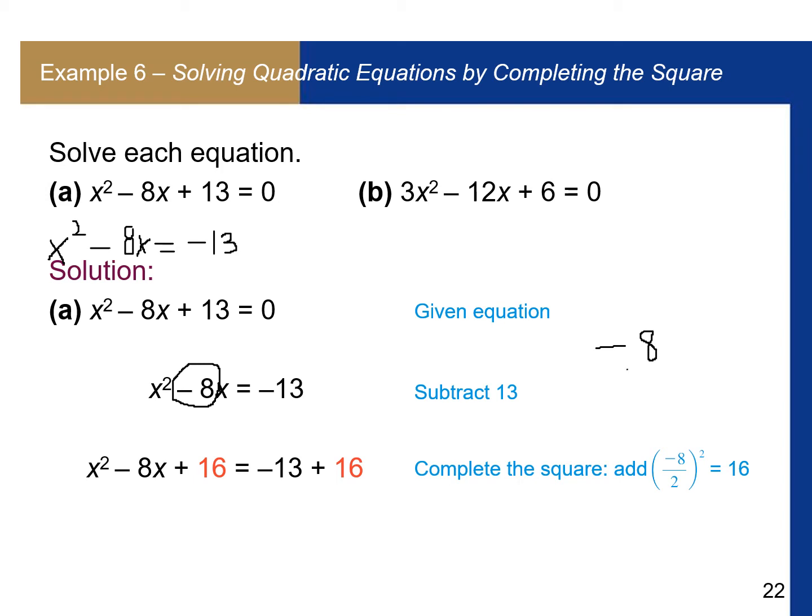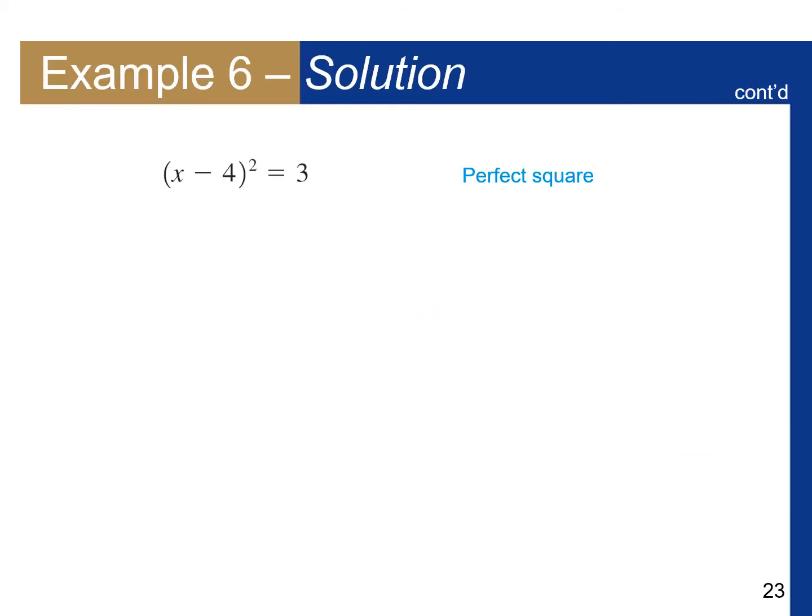Whatever that middle number is, I divide it by 2. So I always divide by 2. And then I will always square it. And you notice it's a negative, but when you square a negative, you'll get a positive. So this becomes -4 squared, which is 16. And that's how you get the 16 on both sides. Now we're going to simplify that, and we're going to make the binomial square x minus 4 quantity squared. And we have 3 remaining on the other side when I add my numbers.